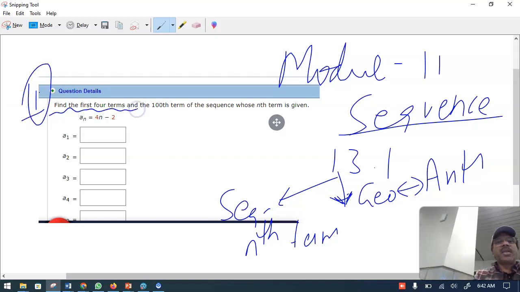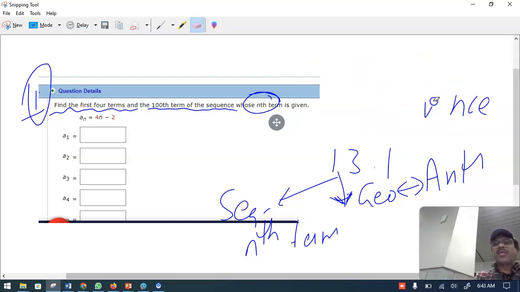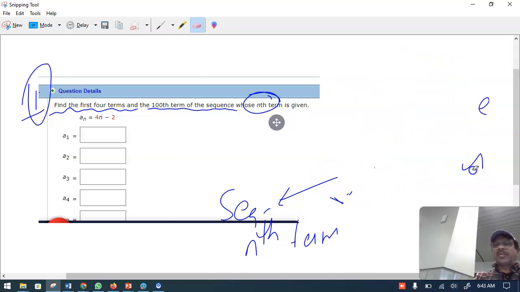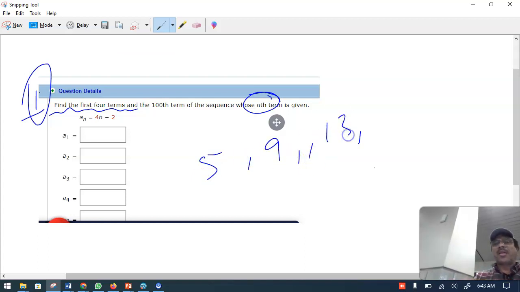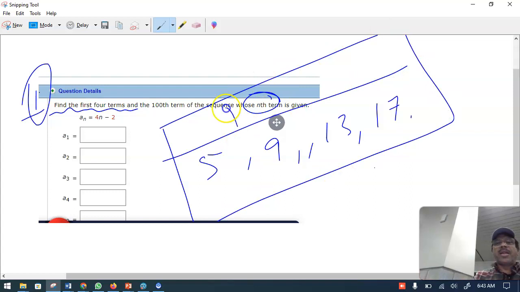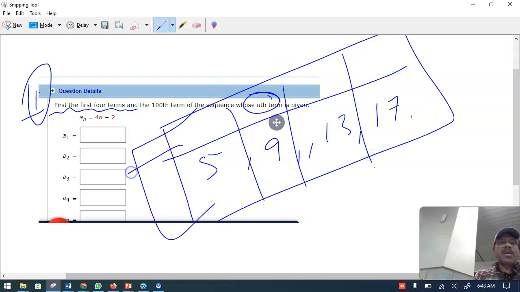Find the first four terms and the 100th term of the sequence whose nth term is given. First of all, what is the meaning of nth term? Just in case you forget, I'll give an example so that we really understand what nth is. If I have 5 and I put 9, you can clearly see that every time there is a number which goes on adding up. If I say this is a n, a n is the position number. So one, two, three, fourth position.